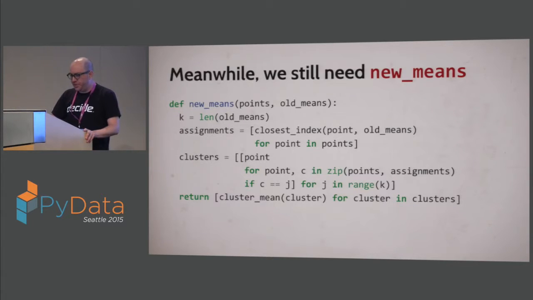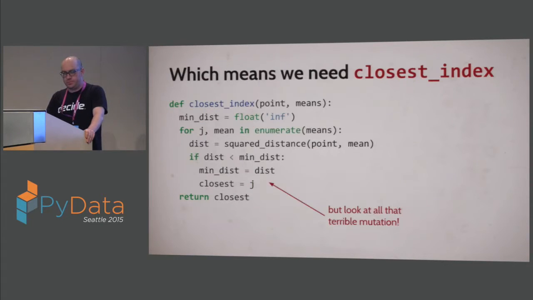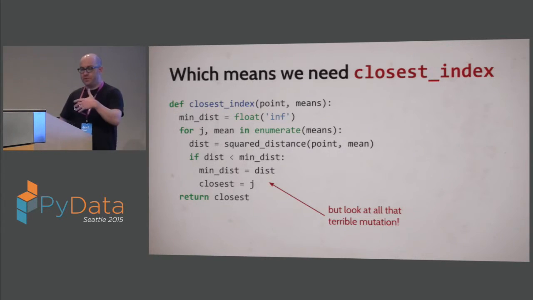Meanwhile, we sort of punted. We still need a new means function, but that's not hard. We do our assignments by just saying for each point, find the closest index of the old means. We do the clusters by saying for each index, find the points that are closest to that index, and then we just compute the mean of each of those. To find the closest index, we did this before. Minimum distance is infinity. Iterate over the means, and for each one, check the distance. If it's smaller, make that our assignment, and then return our assignment.